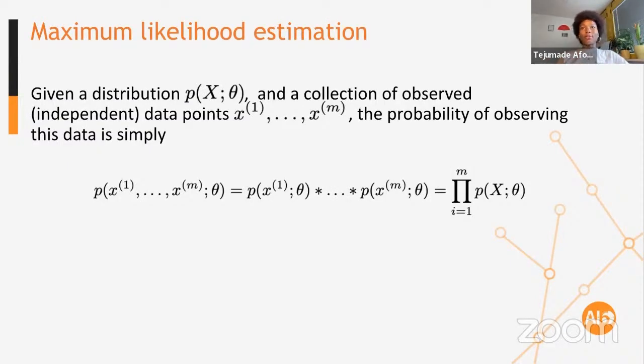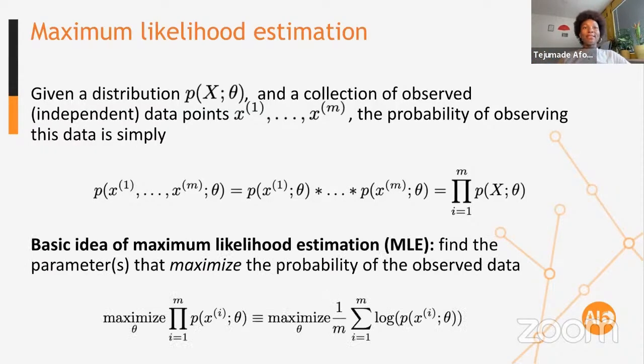Maximum likelihood estimation. The way we would go about this is that we said, given a distribution P of X and a collection of observed independent data points, this is key. We have to assume that X1, X2, up to XM are not dependent on each other, right? The probability of observing this data just becomes a product of them. We multiply them together. This is what we just did together. This will be probability of X1 parameterized by theta times probability of X2 up to probability of XM. And you can just look at them as a product.